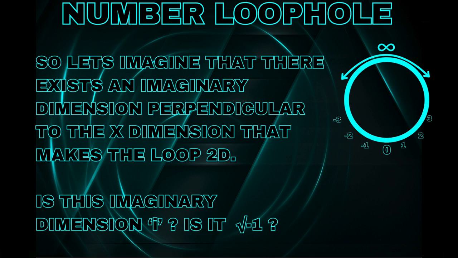Okay, so what I'm about to say now is pure theory, and my evidence to back it up is weak. Let's imagine that there exists an imaginary dimension perpendicular to the x dimension that makes the loop 2D. Is this imaginary dimension i, the square root of -1? I think this is the case because the imaginary numbers are on a plane perpendicular to the number line and act as a y-axis or a second dimension at times.